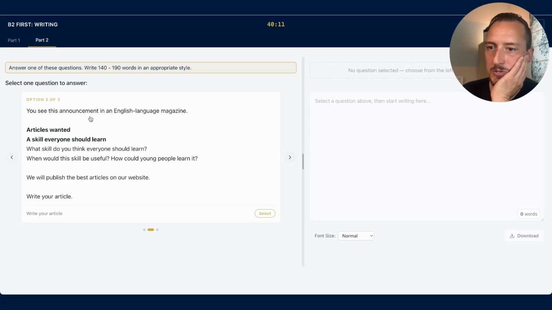Article. Okay, so you see this announcement in an English language magazine. Articles wanted: a skill everyone should learn. What skill do you think everyone should learn? When would this skill be useful? How could young people learn it? Okay, that's interesting. We will publish the best articles on our website.